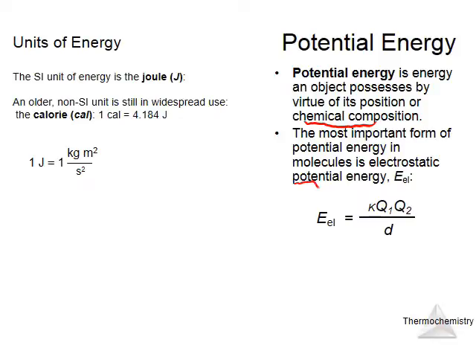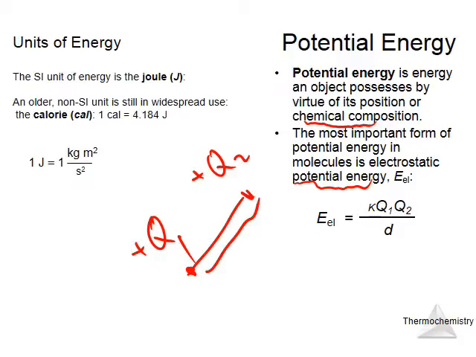Electrostatic potential energy, which you probably read about in physics, is given by Q1 times Q2 divided by d. So these are the charges. Q1 is one charge, this is the distance, and Q2 is the second charge. So this is plus, this is also plus. They repel each other in this case. So it will be given by the product of those two charges divided by the distance. And also there is a constant K.